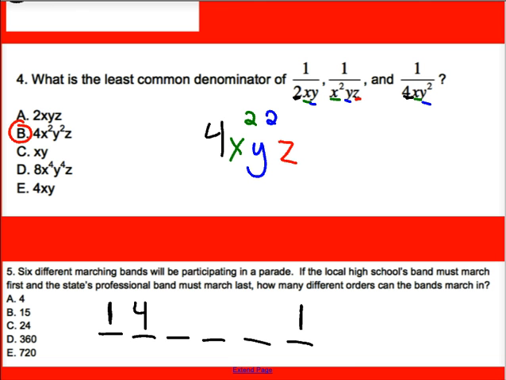For the third one, now I'm only going to have 3 choices left. Each of them is only playing once, so I only have 3 choices left. 2 choices, and 1 choice. Remember, this is called the fundamental counting principle. You line up all the choices you can make, and then you multiply those choices together to see how many total ways could they have occurred. In this case, the answer is going to be C, 24.